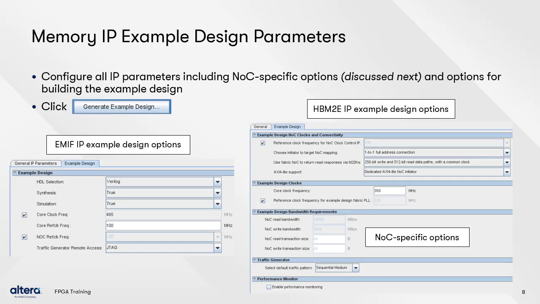To create an example design, configure the appropriate memory IP as needed and choose options for the example design itself on the Example Design tab as shown here for both EMIF and HBM2E. The user guides and training provide detail on the options available. When you have finished configuring the IP, click Generate Example Design. A complete Altera Quartus Prime software project is generated in the location specified. Open the Example Design Projects.qpf file to examine and compile the design.